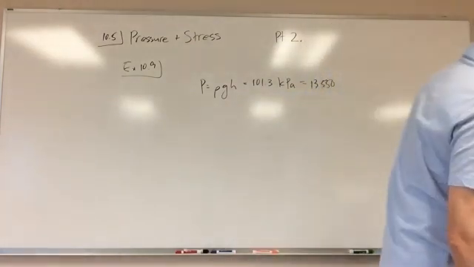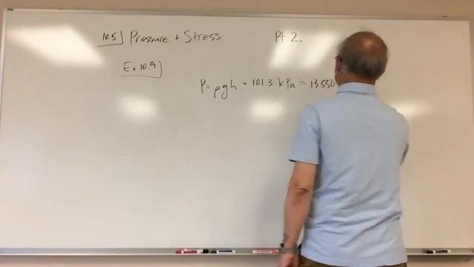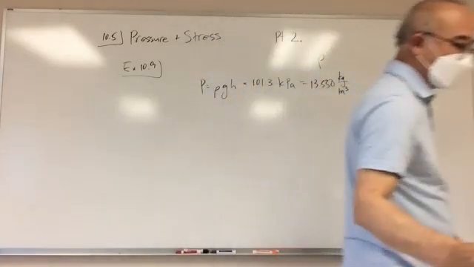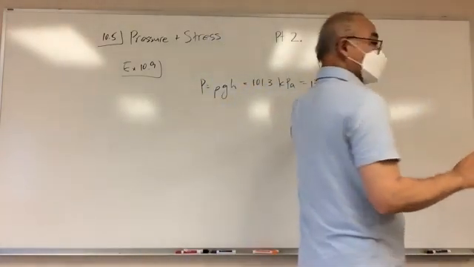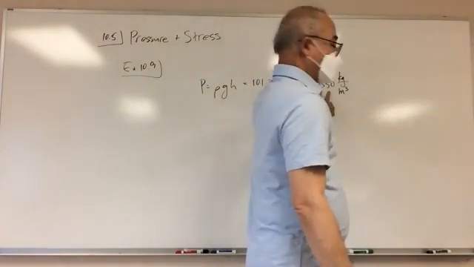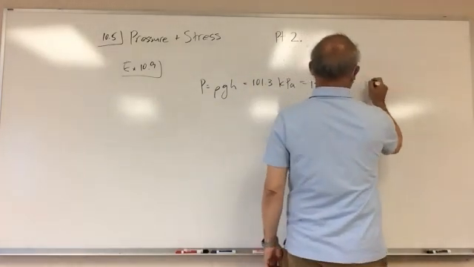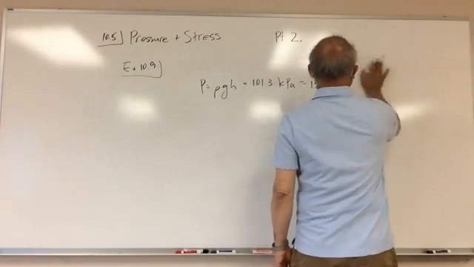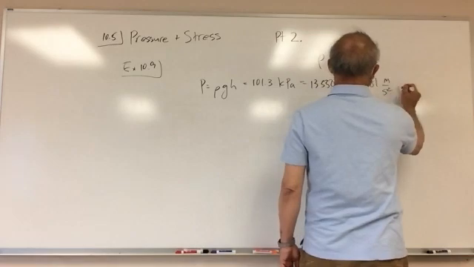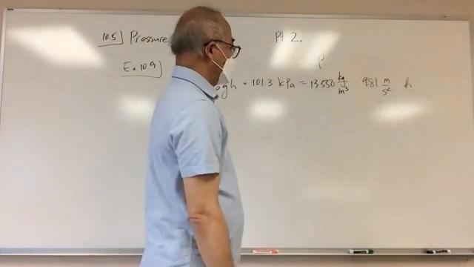13,550 kilogram per meter cubed. This is the one that you looked up, right? Mercury, right? This is mercury. So g is 9.81 meters per second squared. And h is what we're trying to find here.